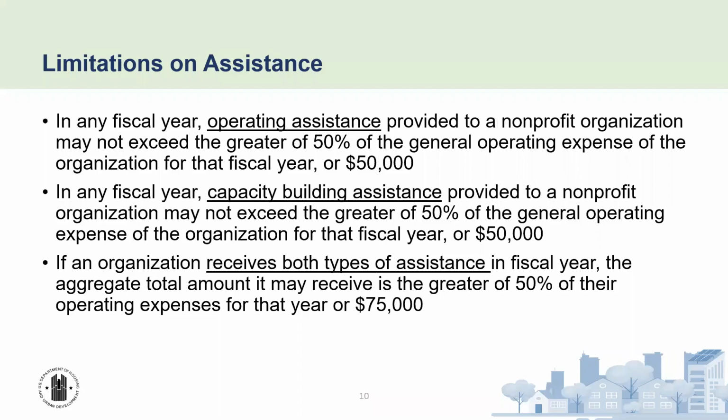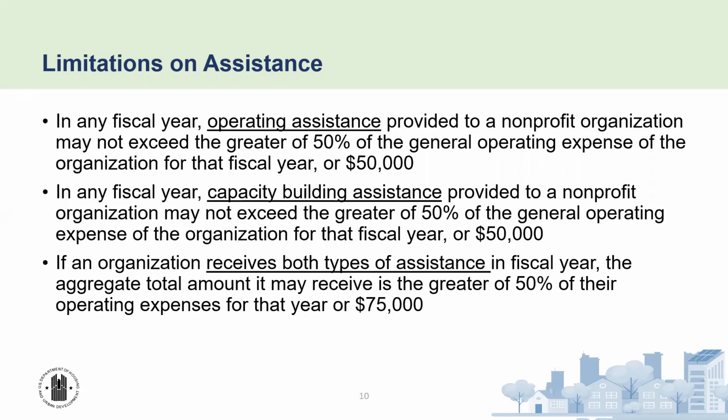So in addition to the 5% limit that we have placed on operating expense assistance and capacity building assistance, there are limits set on the amount that can be used in a specific year. So in any fiscal year, operating assistance provided to a nonprofit organization may not exceed the greater of 50% of the general operating expenses of the organization for that fiscal year, or $50,000. And that same limitation applies to capacity building assistance, greater than 50% of general operating expenses, or $50,000.